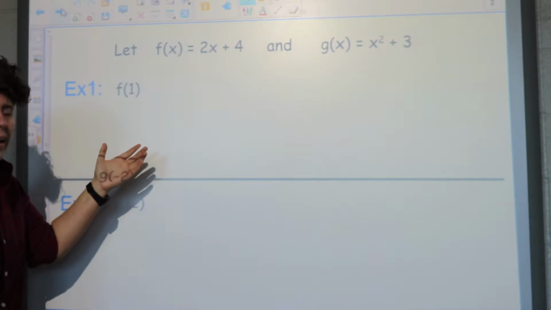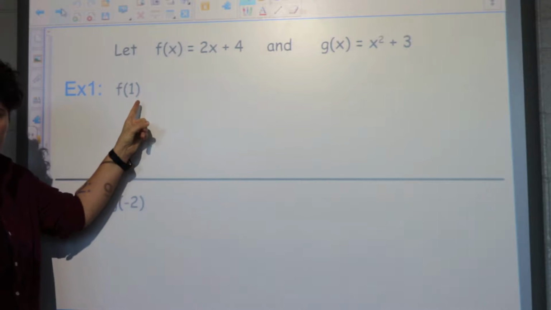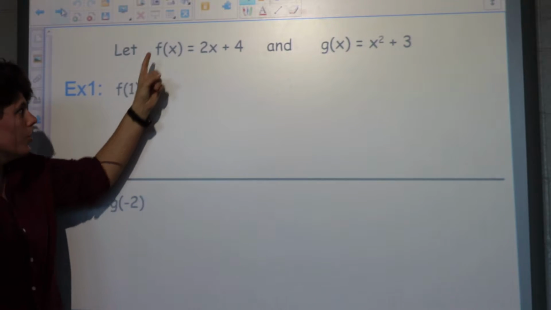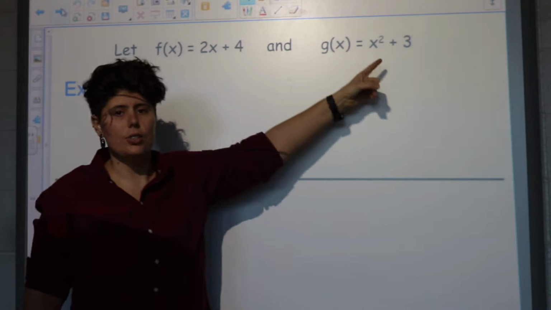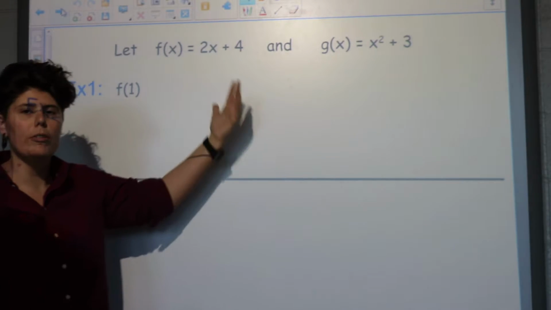Example number 1 here, we have a little bit of review from Algebra 1. We have f of 1. So we have a function and we're looking at a particular value, 1. Notice we have f of x and g of x. You can think of f and g kind of like names, kind of like Fred and George. It's just telling you what function to use.